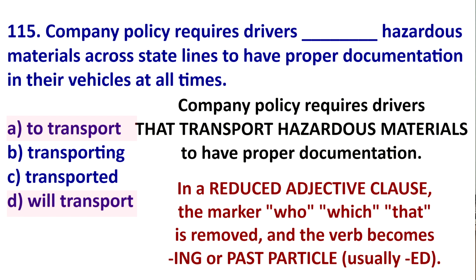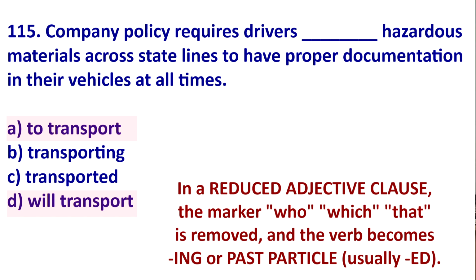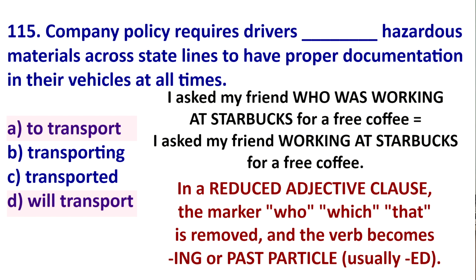In a reduced adjective clause, the marker that, who, which can disappear and the verb can become -ing or -ed depending on the situation. For example, I asked my friend who was working at Starbucks for a free coffee. I asked my friend working at Starbucks for a free coffee. Both are correct. I removed who and the be verb in this situation. Notice who is gone. I also removed the be verb. So it just became working.